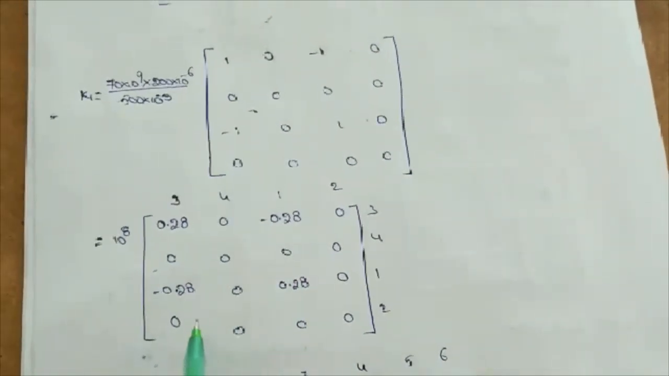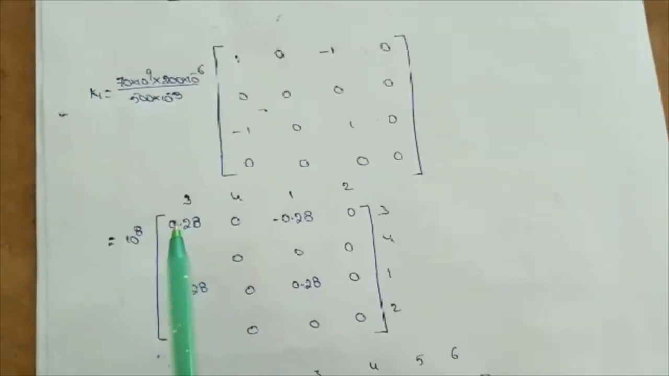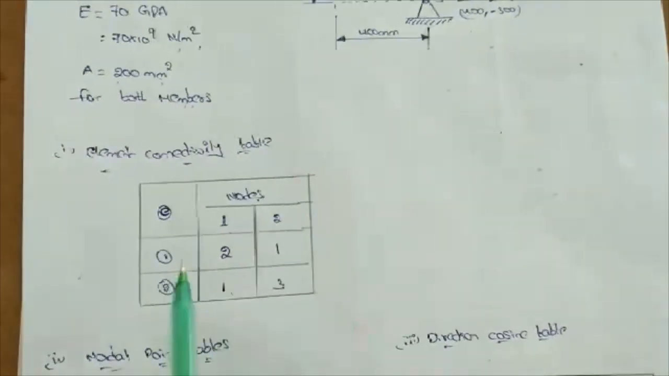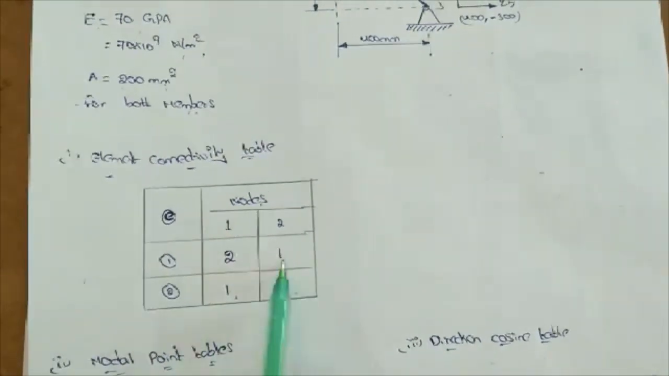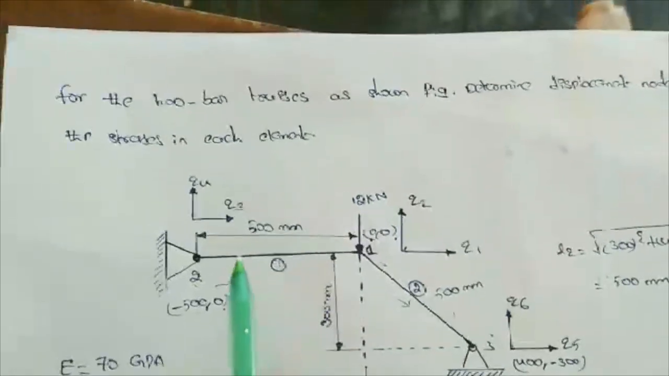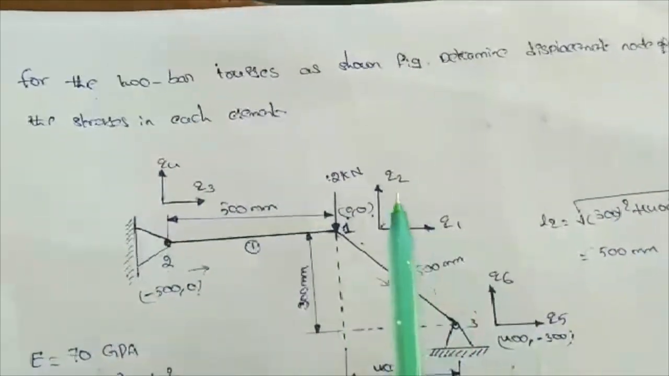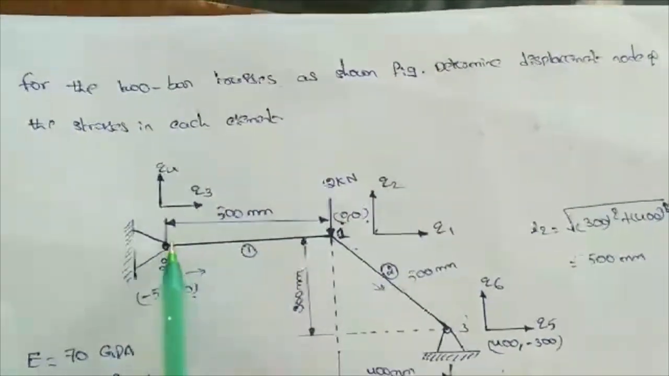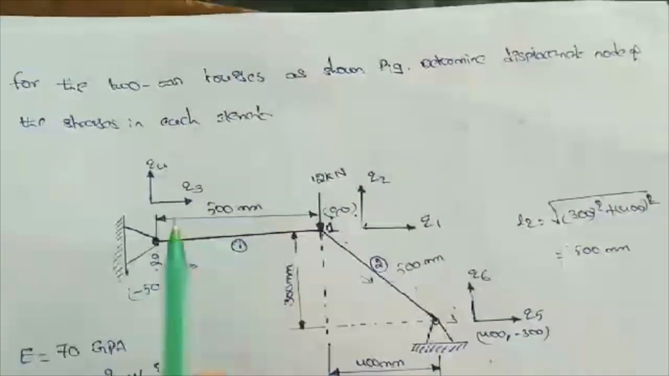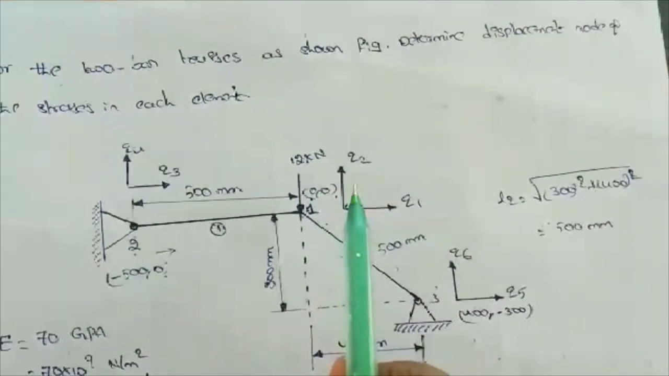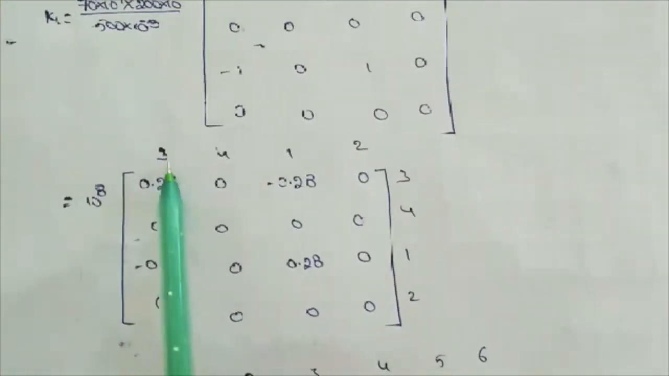Here, this is the k1 matrix, the first element matrix. This first element has the nodal numbers 2 and 1, starting is 2, ending is 1. At 2 there are displacements 3 and 4, and at 1 there are displacements 1 and 2. So you have to keep the starting node first and the ending node 1 next: 3 4 1 2. You have to indicate 3 4 1 2 on the top and right side of the K matrix.